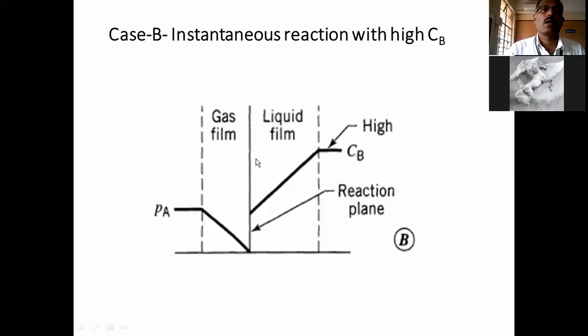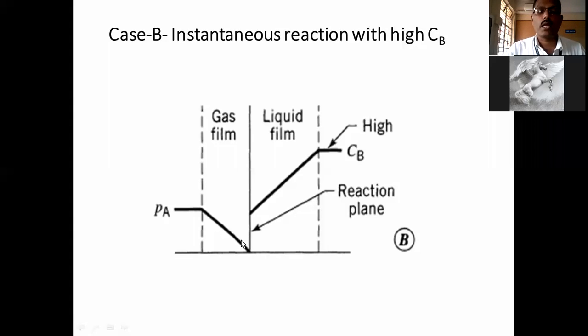Because the concentration of B is more, this plane is moved towards the interface. In the liquid film B is available, so when A comes in contact at the interface and enters or dissolves in the liquid film, it comes in contact with component B, and the product is formed. So here the concentration of A, CAR, is always 0 at the interface.